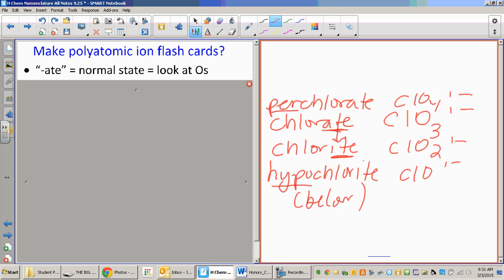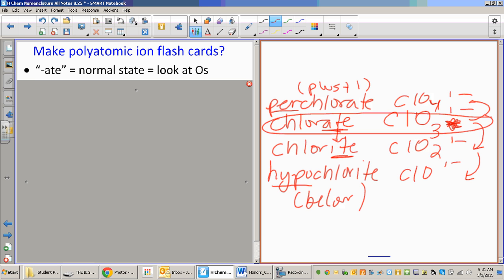The one that has a per prefix, I used to call it hyperchlorate, but per is the better way for it. I just remember per plus 1. So I'm just trying to give you my tips and hints on how to get from the ate version, which is one you can memorize. Chlorite, you drop an O, hypo, you drop another O, but if you have a perchlorate, where you have the ate version but still have a per in the front, you add an O, so you have ClO4. So if you can remember this one, the rest of them fall in place. Does that make sense? Yay, nay?